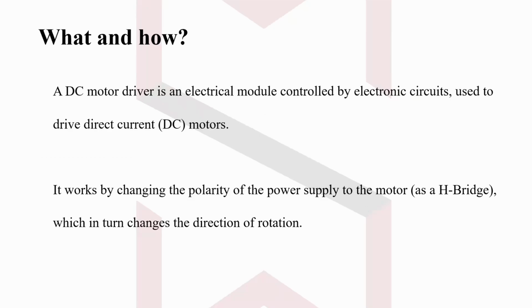What is a DC motor driver? A DC motor driver is an electrical module controlled by electronic circuits, used to drive direct current motors. And how does it work? It works by changing the polarity of the power supply to the motor in an H-bridge configuration, which in turn changes the direction of the rotation.